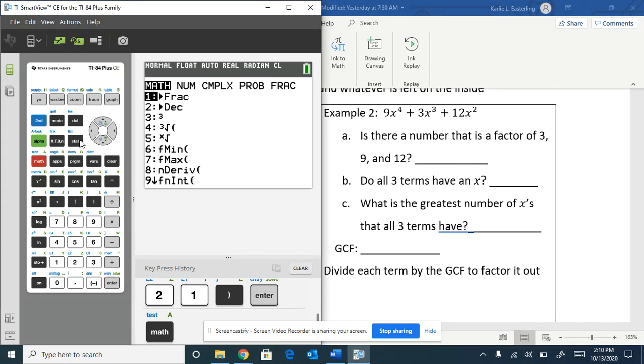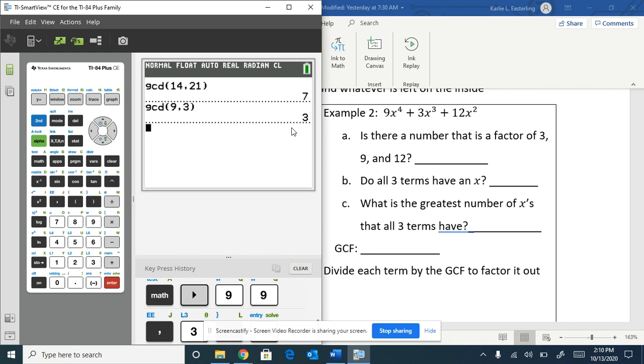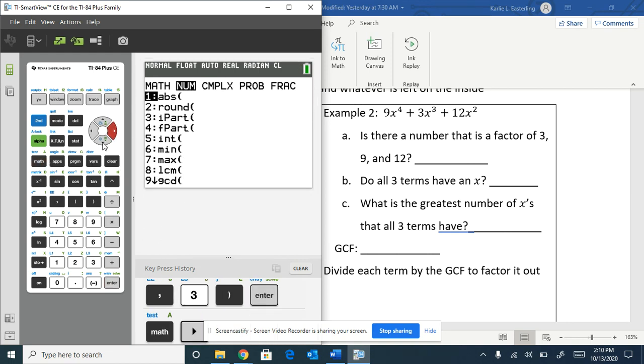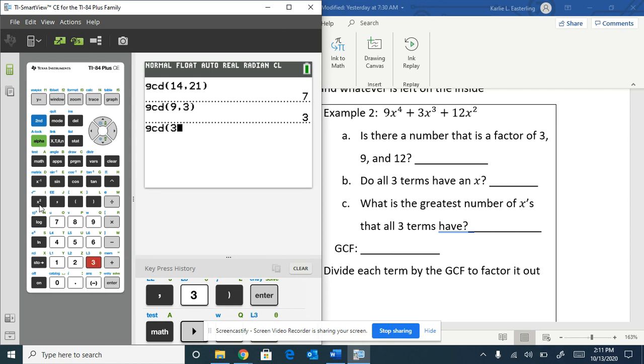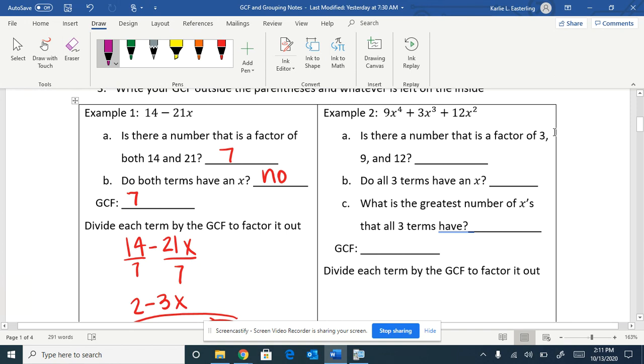So you would again hit math, and you can either scroll down or hit the number 9. We're going to do 9, 3 first. The greatest common factor there is 3. So I'm going to hit math, number 9 again, and then we're looking at 3, because that's the greatest common factor between 9 and 3, and 12. The greatest common factor between 3 and 12 is 3. So the number that's a factor of all of those is 3. You cannot put 3 numbers in a calculator. You can only put in 2 at a time.